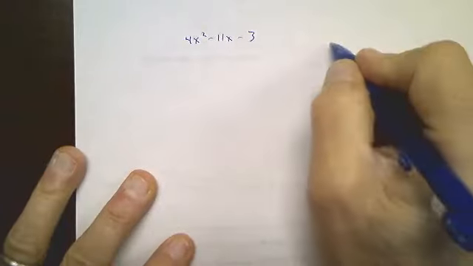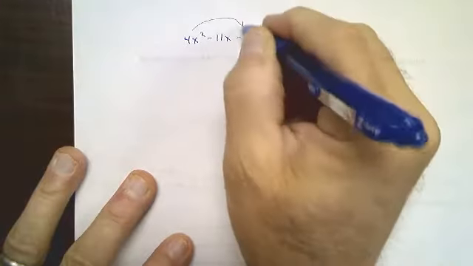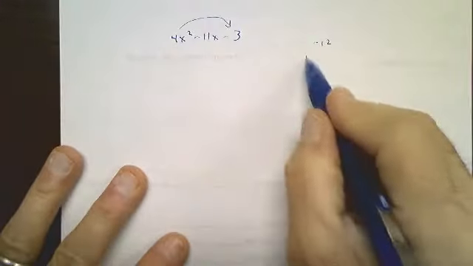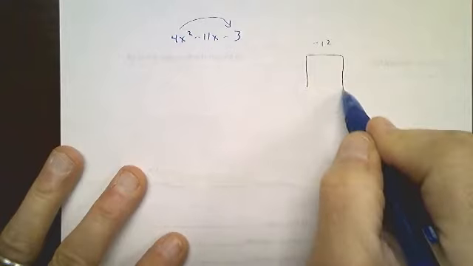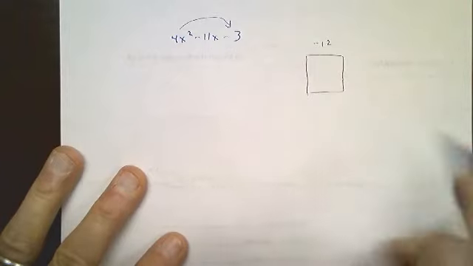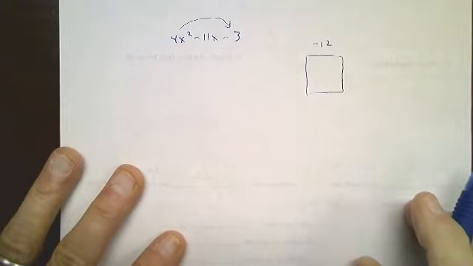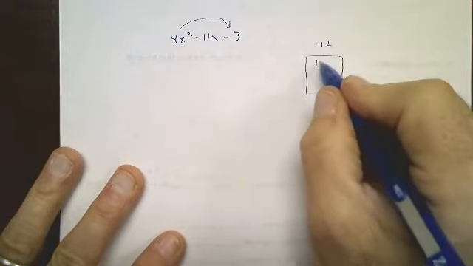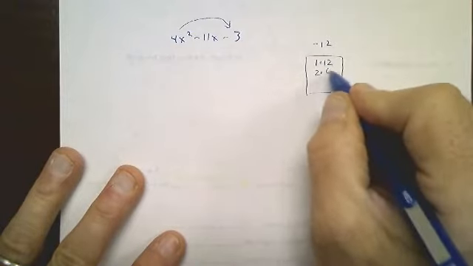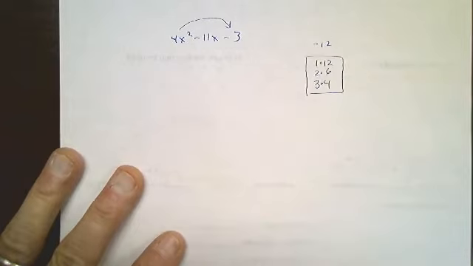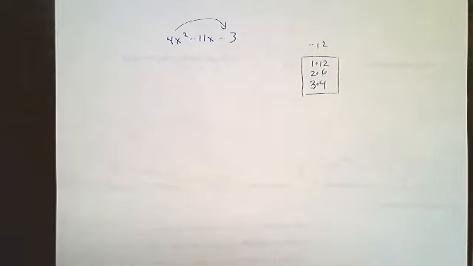I take 4 times negative 3, and I get negative 12. I'll make a little box. Go ahead, do what I do. Don't be shy. Then I write these numbers in the box that give me negative 12. 1, 2, 3. I'll pause and wait for a question.